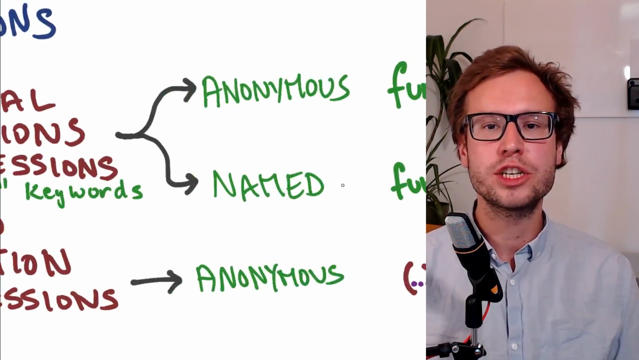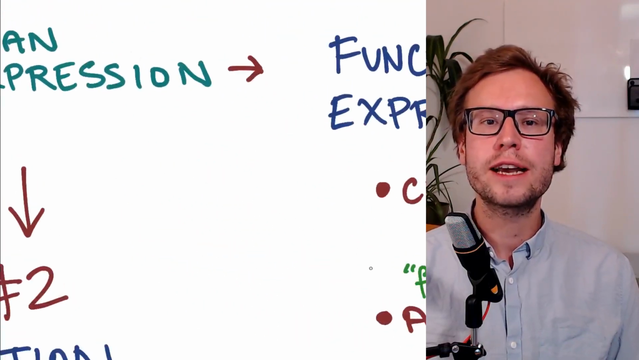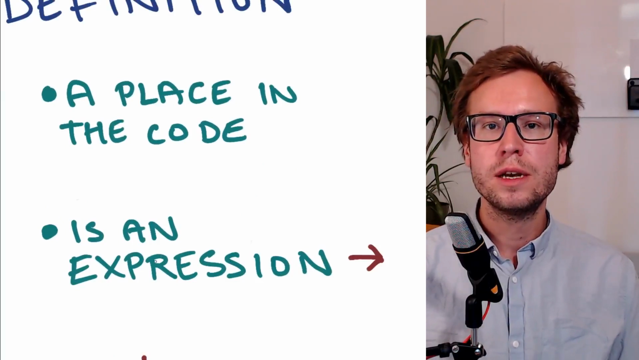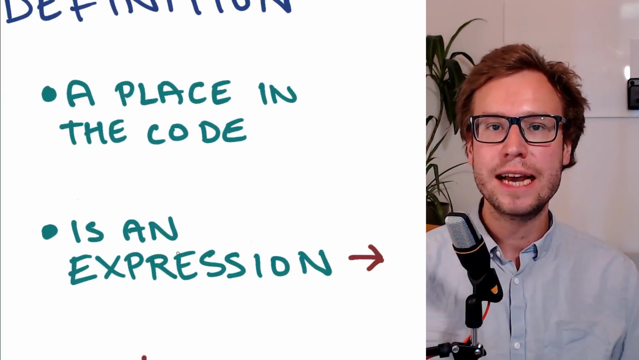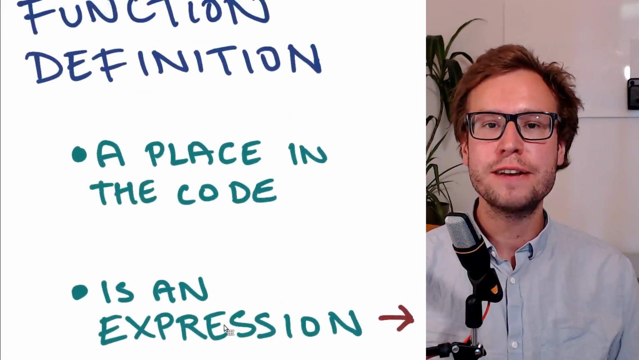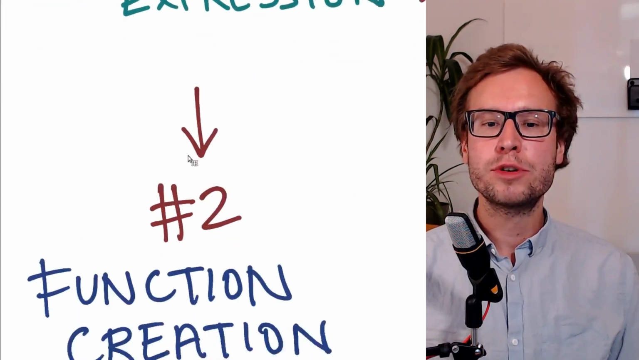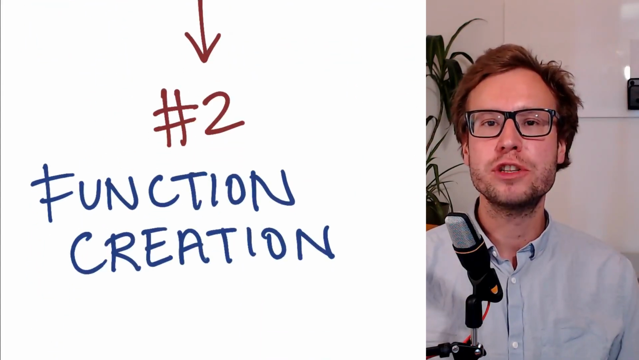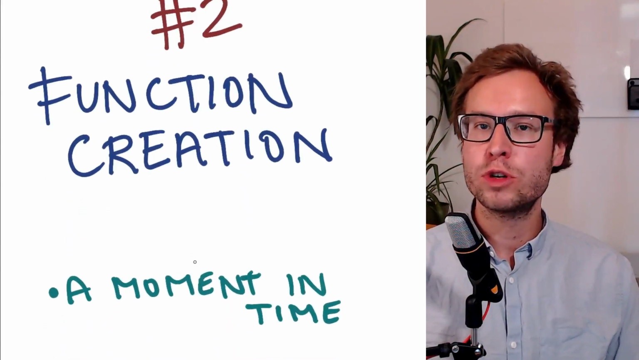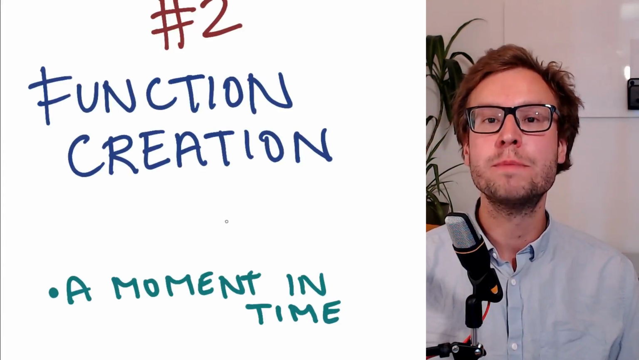Now that's an important distinction. We're talking about expressions, which are places in the code, and then we're talking about the moment of evaluation. That point is key to our next principle. So we've said that a function definition is a place in the code and it's an expression. Now, number two, the moment of function creation. First of all, it's a moment in time. We're no longer talking about a place in the code. We're now talking about a moment in time.